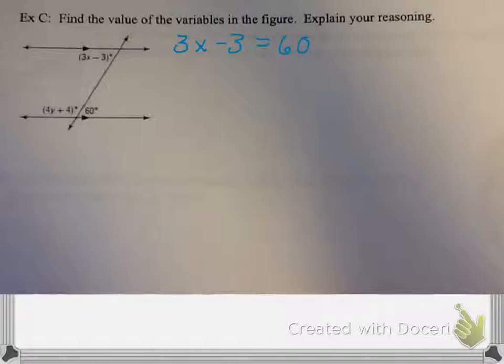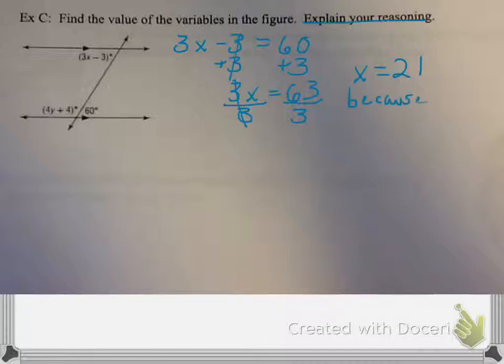And then I need to solve for x. So I would add 3 to each side, and I would get 3x equals 63. Then the next step is you would divide by 3, and so you get that x is 21. And because it says explain your reasoning, I would say that this is because they are alternate interior angles. And I'm going to abbreviate that. If you put that on your assignment, I know what that means, and that's okay.